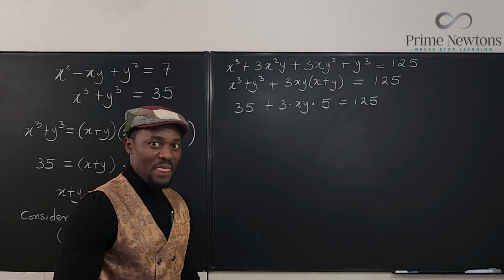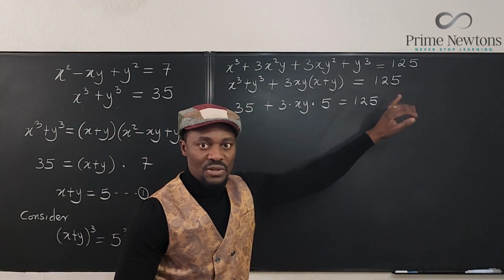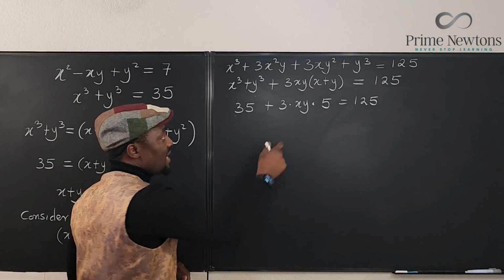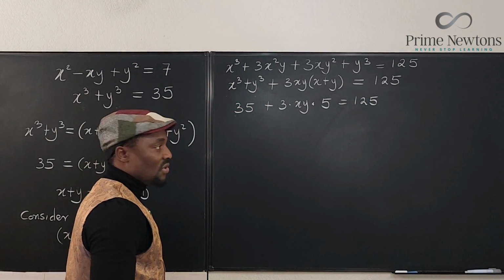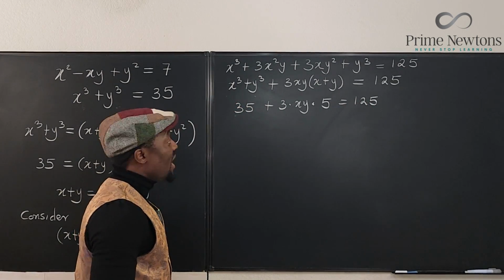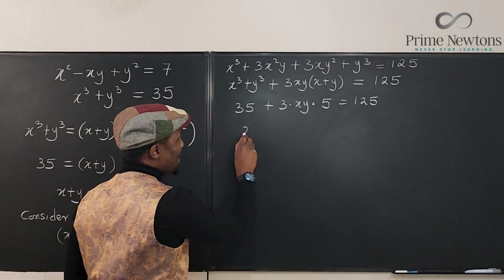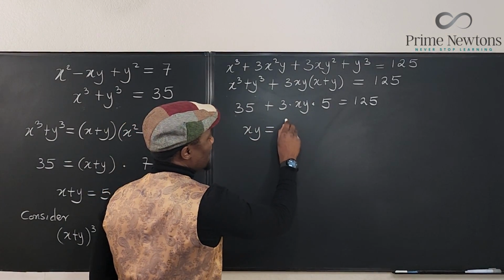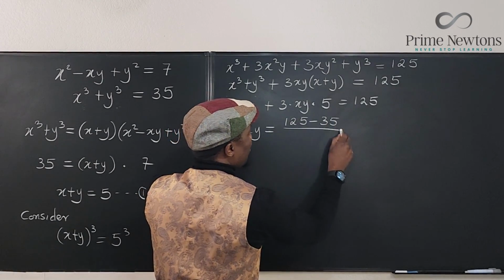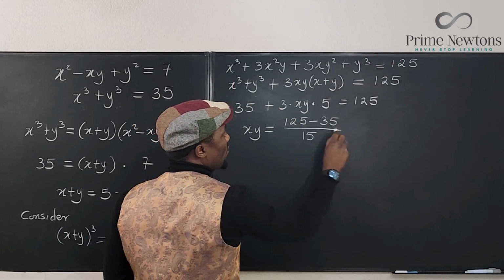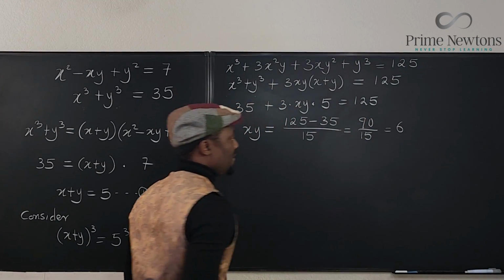Did you see that? Okay, so if we try to isolate this, if you subtract 35, move 35 to the other side, you end up with 90. And if you multiply 3 by 5, you get 15. If you divide 90 by 15, you're going to end up with xy equals 6. So xy equals 125 minus 35, divided by 3 times 5, which is 15. Your answer is 90 over 15, which is equal to 6.